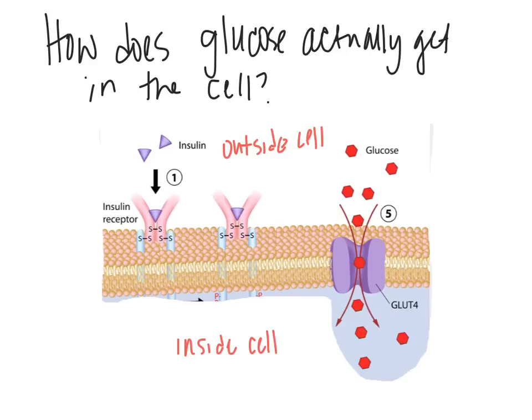So the key thing to take away is insulin never enters the cell. It stays on the outside at all times. Insulin just says, hey, open up the gate so that glucose can get in. Insulin and glucose never interact, and insulin never goes into the cell.